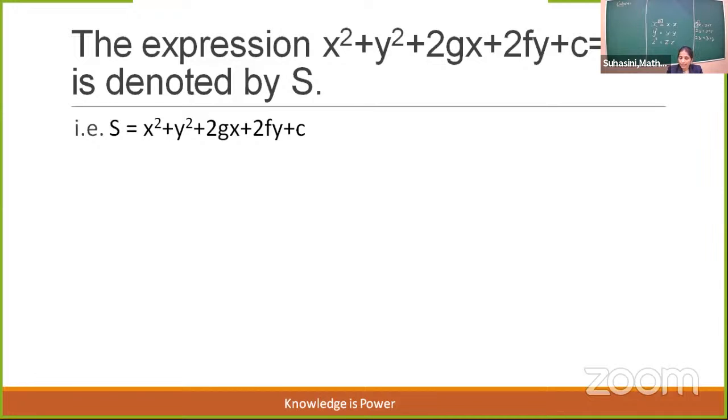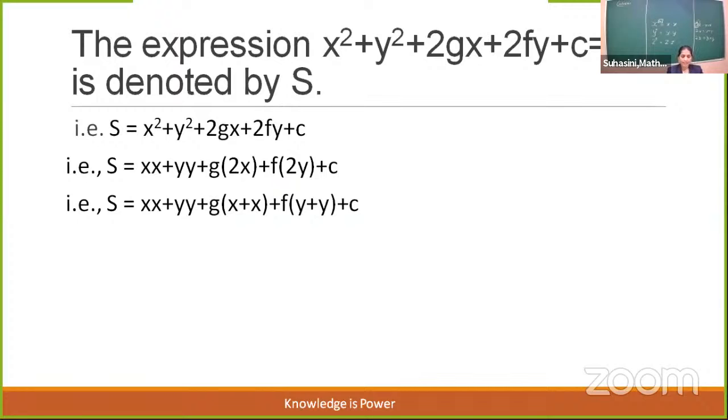Like we denote the point as P, some other letters, and the line as L. So S is equal to the same explanation I have done on the blackboard. I have carried on PPT. Now x square can be written as x into x plus y square as y into y plus, now instead of 2gx I have taken 2x. g is constant, I have written in the beginning, and in between, in brackets, I have taken 2x. 2fy I have written as f into 2y plus c.